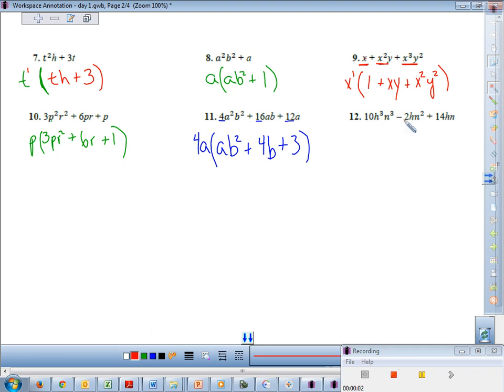Numbers-wise, all of these are even, so 2 is the common factor in that. And then h-wise, they all have an h in them, and the smallest one is h to the first power. And n-wise, they all have an n in them also, so we can factor out an n. And the smallest one was n to the first power. So 5h squared n to the second, because you subtract the exponents. Minus is the sign. 2 divided by 2 is 1. h divided by h is 1. n squared divided by n is n. And then plus 7. h divided by h is 1. n divided by n is 1. So there we go.